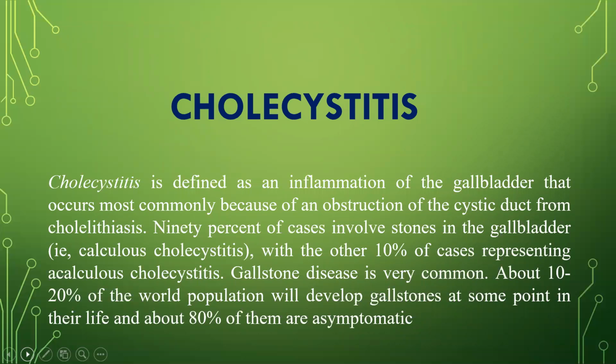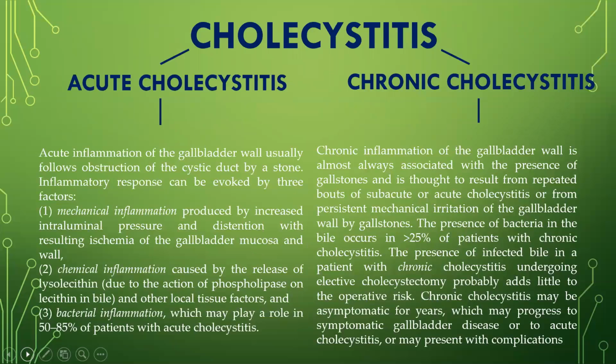Cholecystitis is defined as inflammation of the gallbladder that occurs mostly because of an obstruction of the cystic duct from cholelithiasis. 90% of cases involve stones of the gallbladder, and 10% of cases present as acalculous cholecystitis. Gallstone disease is very common, and about 10 to 20% of the world population will develop gallstones at some point in their life, and about 80% of them are asymptomatic. Cholecystitis can be divided into acute and chronic, calculous and acalculous.